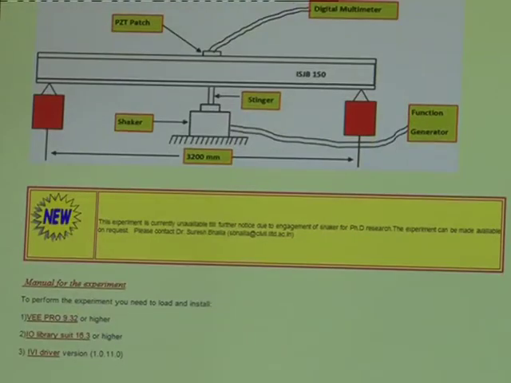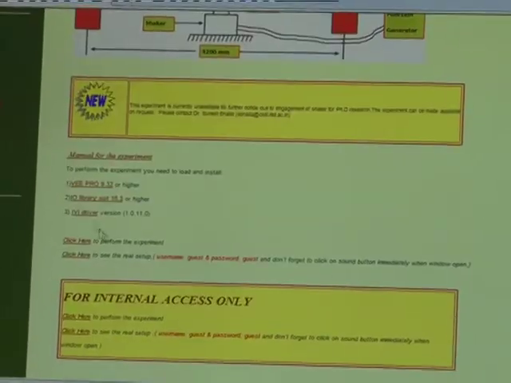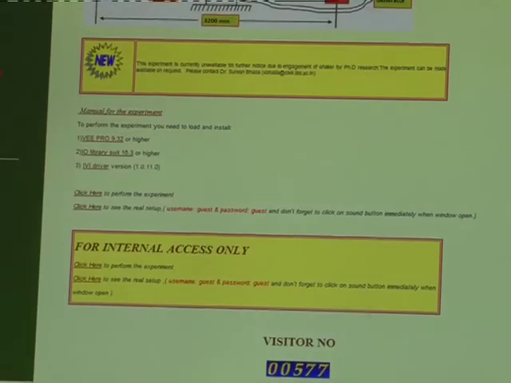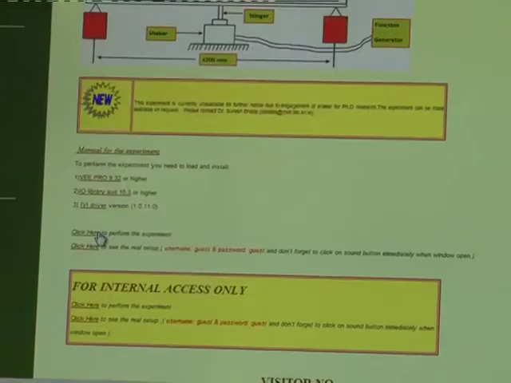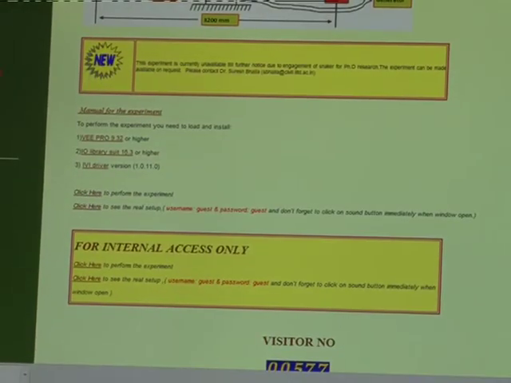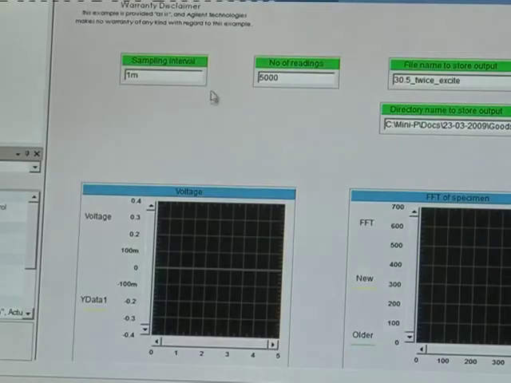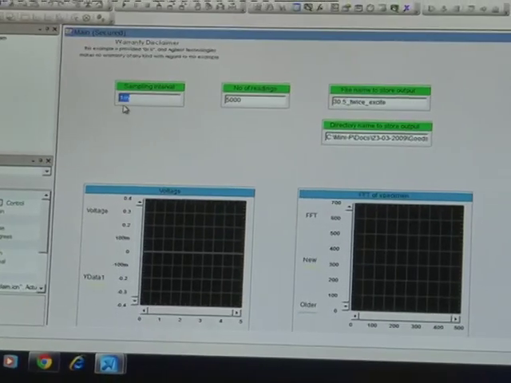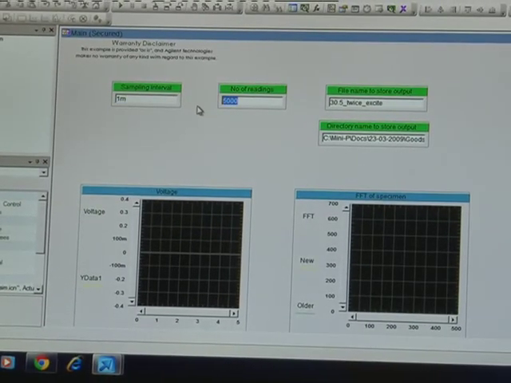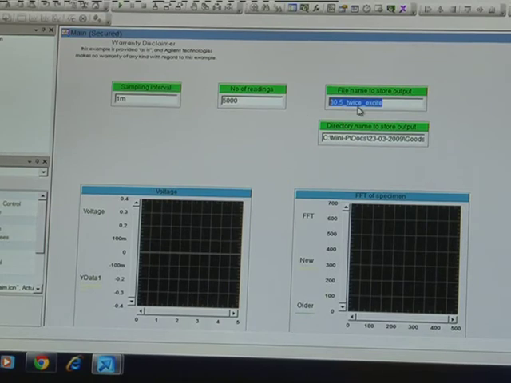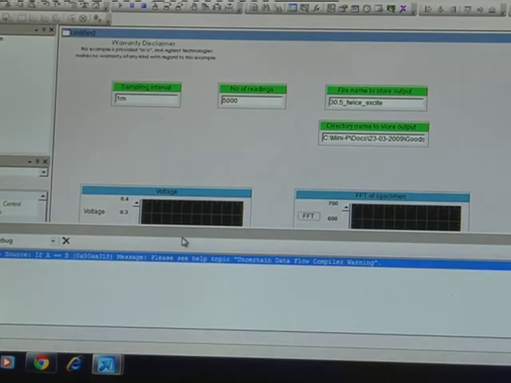Now, I will perform experiment 3. It has to be performed in Chrome. It will download the VXC file. When I open that VXC file, again I have given 1 millisecond interval, 5000 readings. We can change the file name and the path. I will keep it as it is and start the experiment.